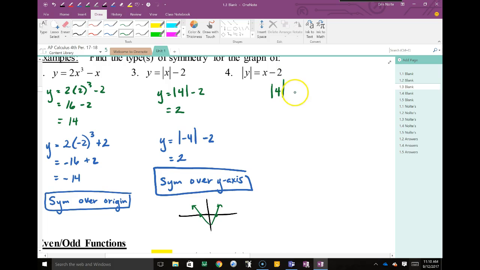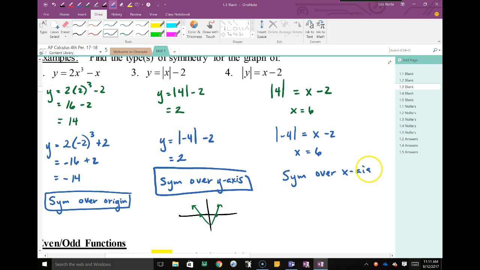Even though it's technically not too bad. Okay, so notice on this one, we're plugging it into the y first. Okay, so what would my x value be for this? 6. Okay, and then if I plug in -4, what will that result in? Okay, so that one is symmetrical over x.